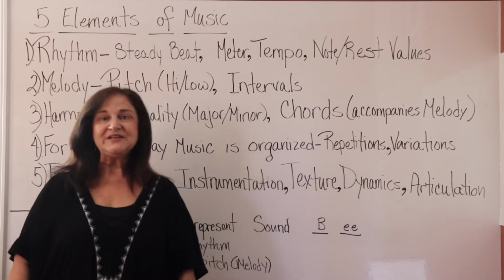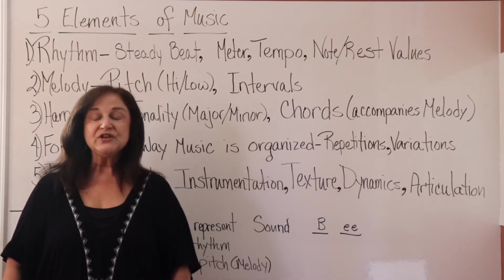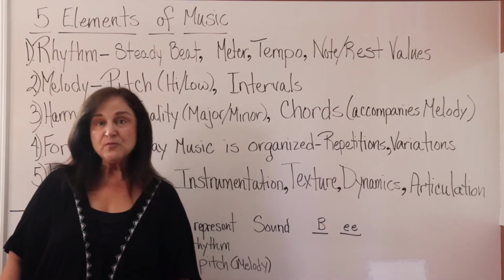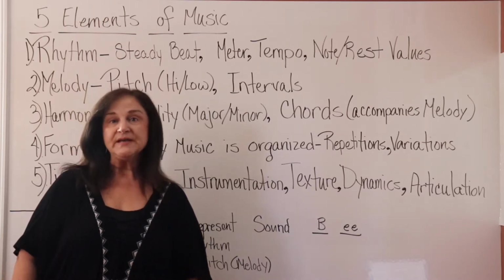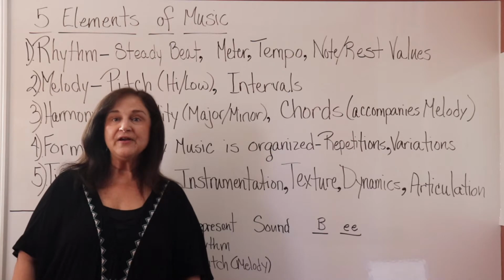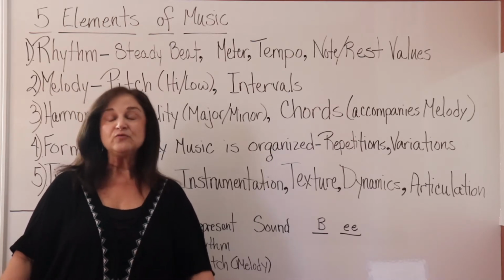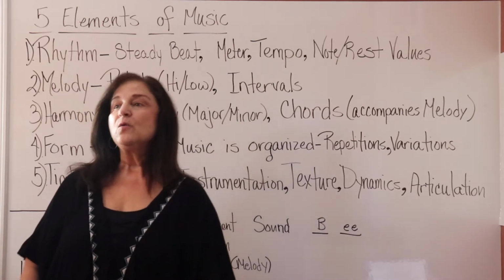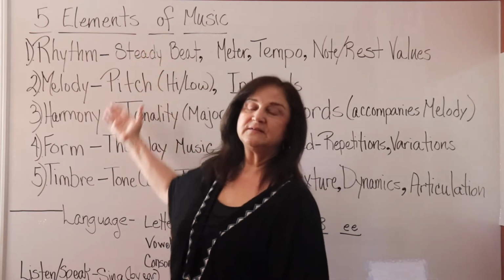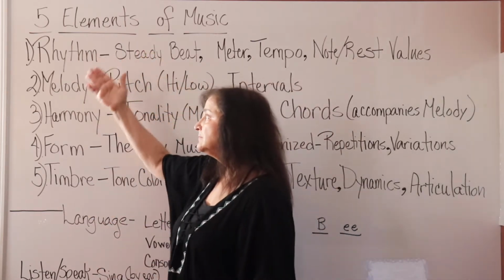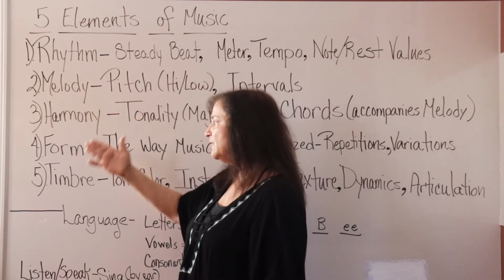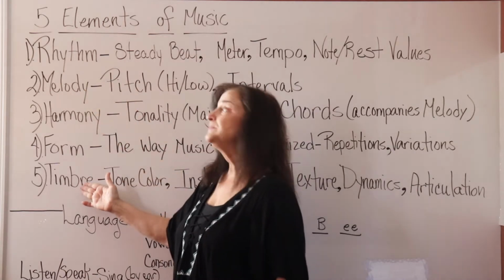Hi, I'm Dr. Bacuzzi. This is Music 102, Elements of Basic Music Theory. And in this class, we're going to talk about what makes up music. And we're going to learn vocabulary and symbols that actually represent music. We're going to be talking about the 5 elements that make up music. First, starting with rhythm, then melody, harmony, form, and timbre.